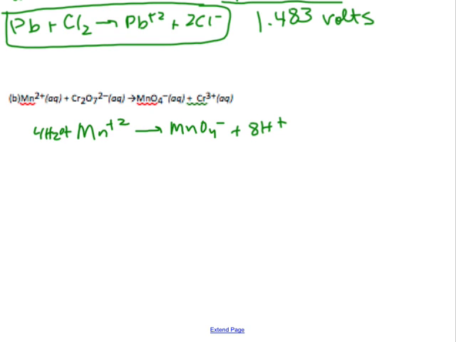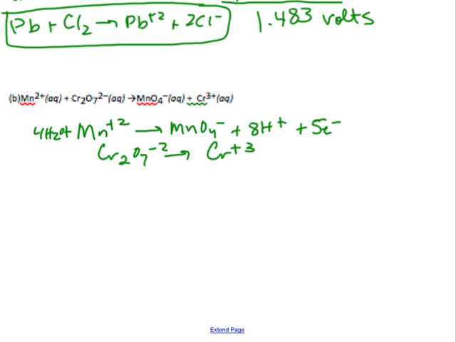Okay, we have an overall of plus 2 on the left. We have an overall of plus 7 on the right. What do I need to do? 5 electrons on the right. And that is now balanced. Okay, let's go to the next one, the dichromate. Let me move over a little more because this is going to take up a lot of space.